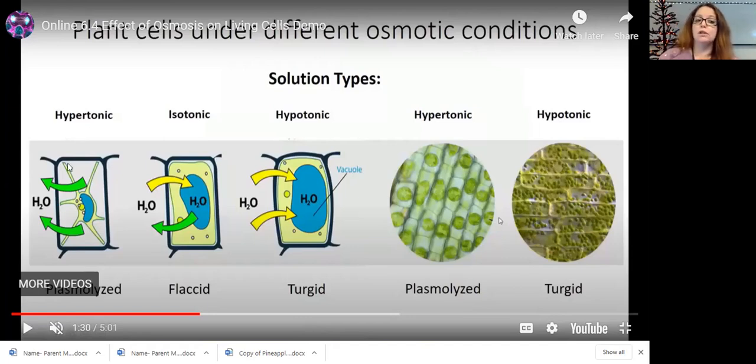So the water wants to go and dilute those solutes outside the cells. And so it leaves the cell and you get a plasmolyzed cell.